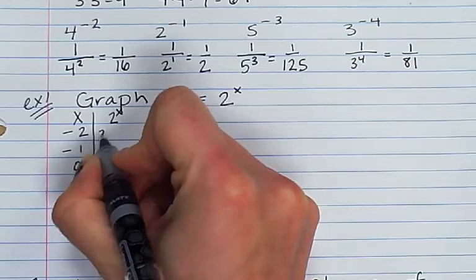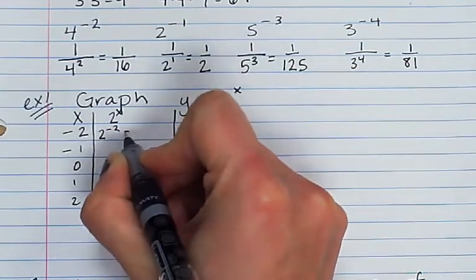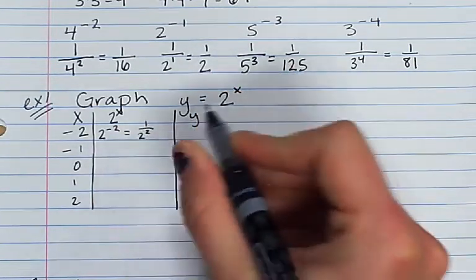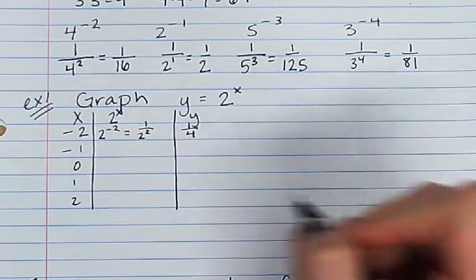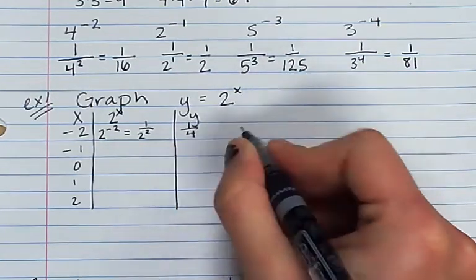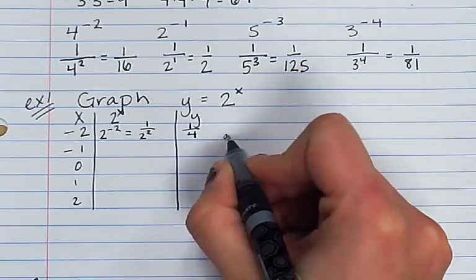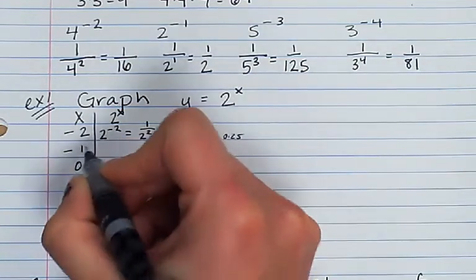So when I plug in negative 2, remember you can't have a negative exponent, so I'm going to put a 1 on top. 1 over 2 squared, 2 squared is 4, so we get 1/4, which is 0.25. If you need, I would leave it as a fraction, but if over here on the side you want to say what it is as a decimal to help you with your graphing, that's totally fine.